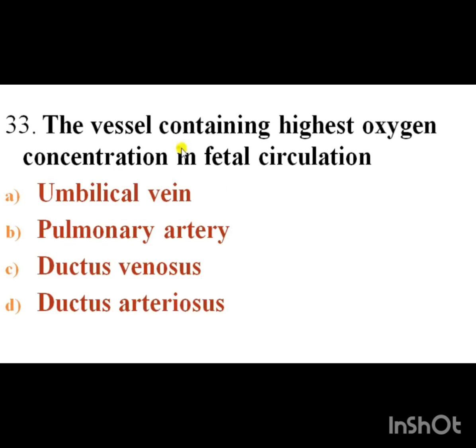Next question. The vessel containing highest oxygen concentration in fetal circulation. Options: A. Umbilical vein, B. Pulmonary artery, C. Ductus venosus, D. Ductus arteriosus. Answer is C, ductus venosus. So the vessel containing highest oxygen concentration in fetal circulation is ductus venosus.